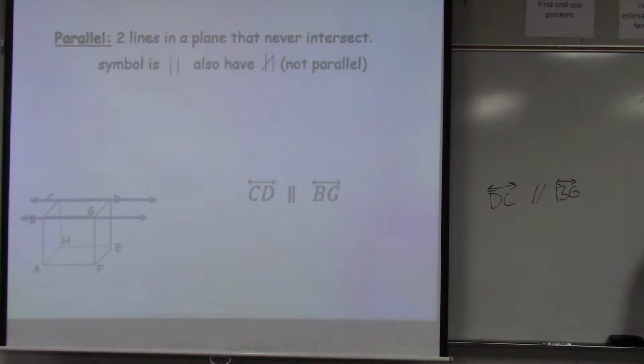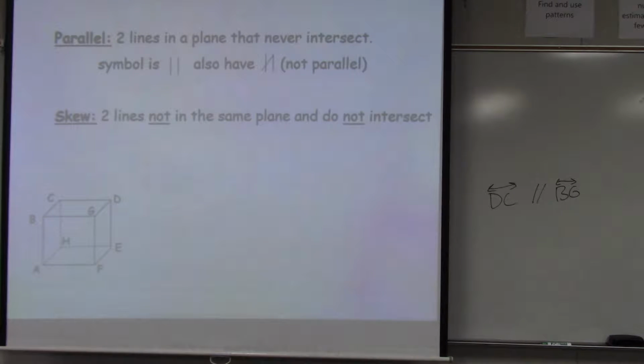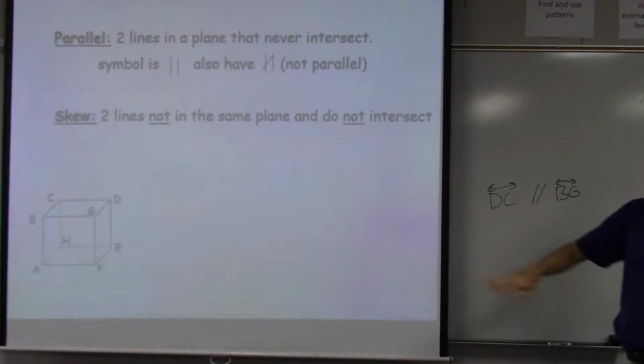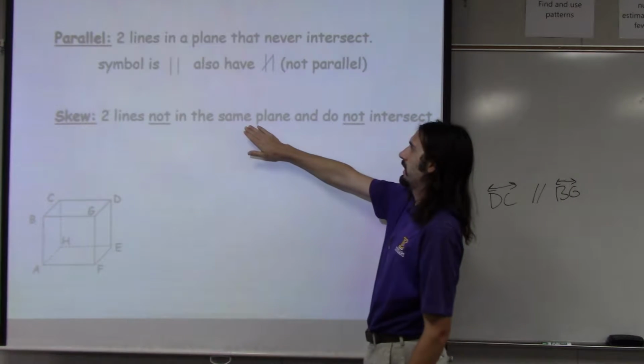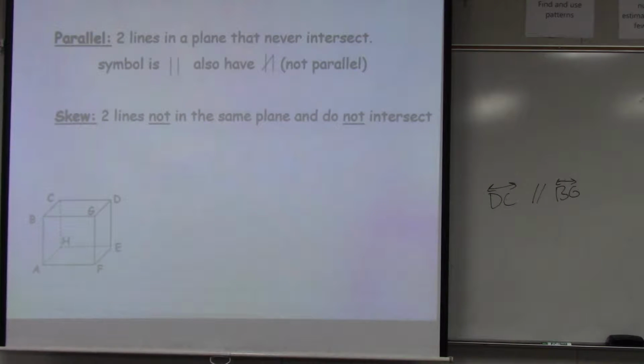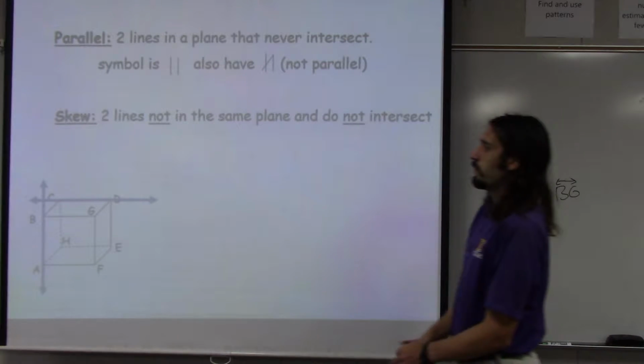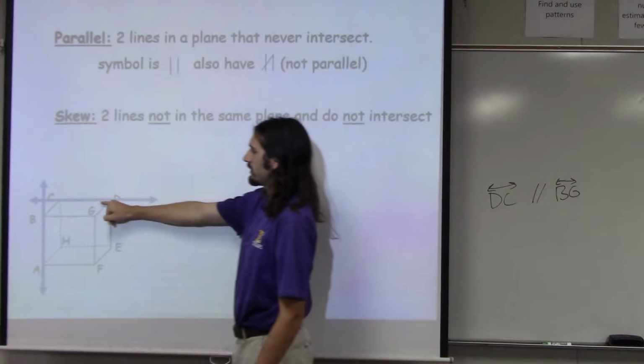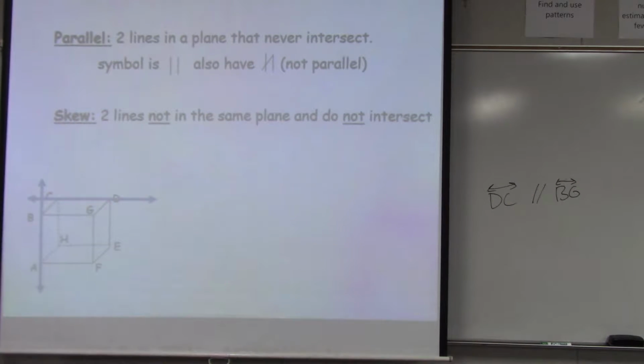Now, we don't just have parallel, and our key in that is that we have in a plane, because we could also have what's called skew lines, which is two lines not in the same plane and do not intersect. Okay, and what I mean by that is this. I can still start with that same line CB, but now I want you to consider this line, BA. When we look right here, very clearly those two lines will never intersect.